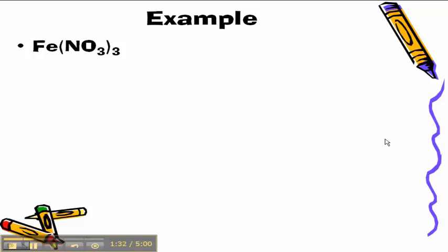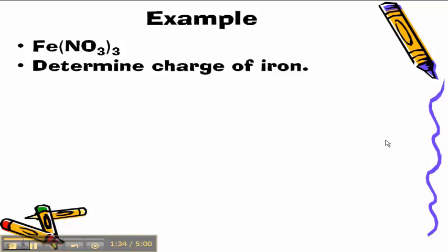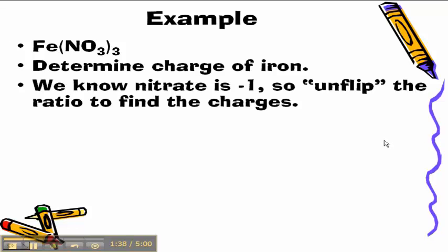Fe(NO3)3. Now here we have a polyatomic ion. So the first thing we're going to do is determine the charge of our iron. We know that nitrate is -1 by looking on our sheet. So again, we're going to unflip the ratio. We know our ratio is 1 to 3. Now we have to use this 3 outside the parentheses. The 3 inside the parentheses goes with the nitrate. So use what's outside the parentheses.